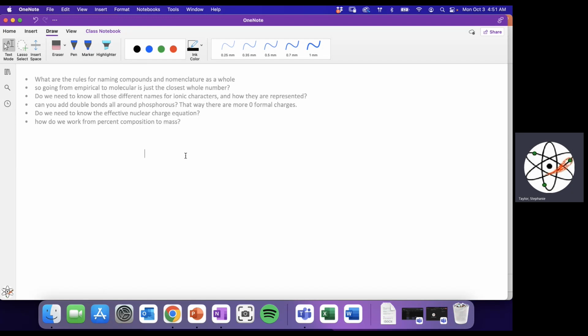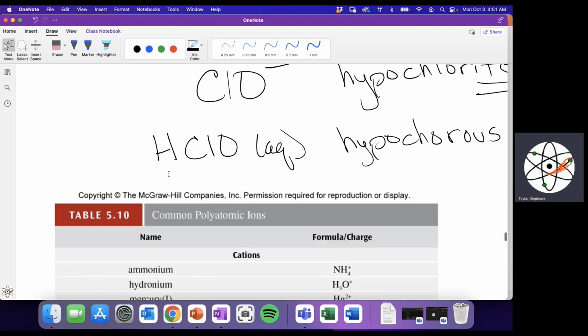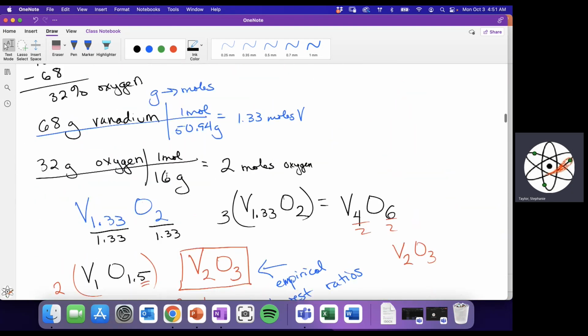So this is a set of questions that I was given. This actual question at the very bottom says, how do we work from percent composition to mass? If I didn't make that one clear, I did an example problem of that. So scrolling back through here.